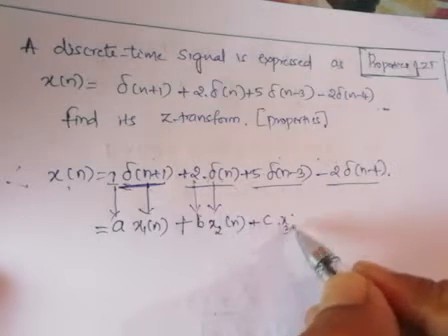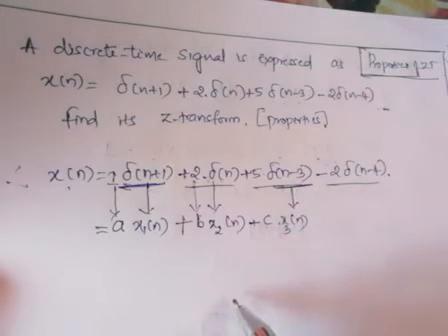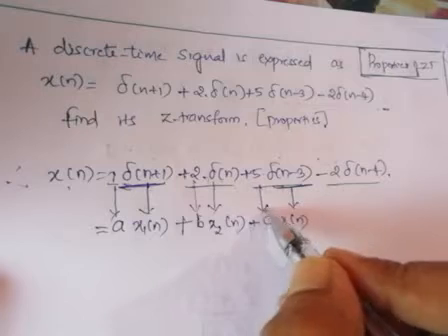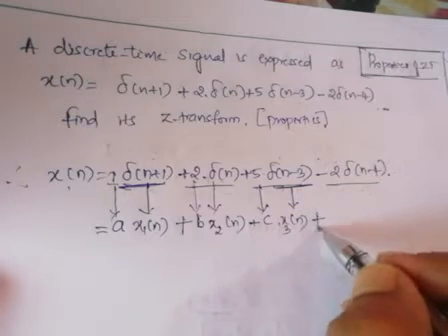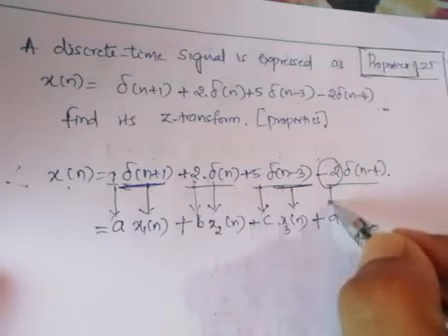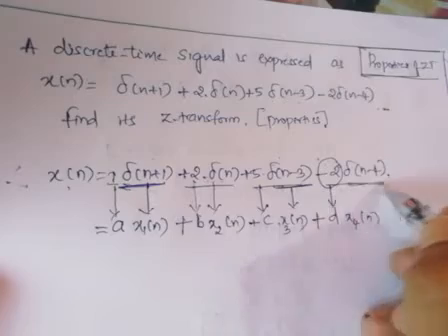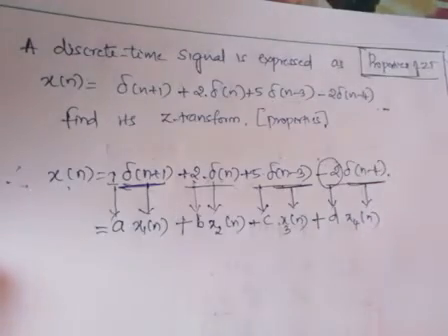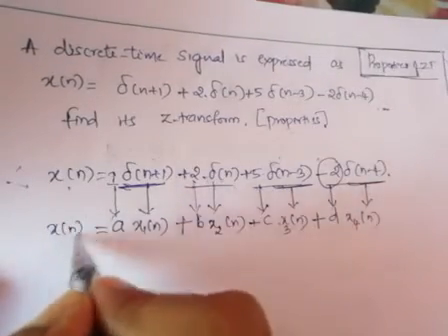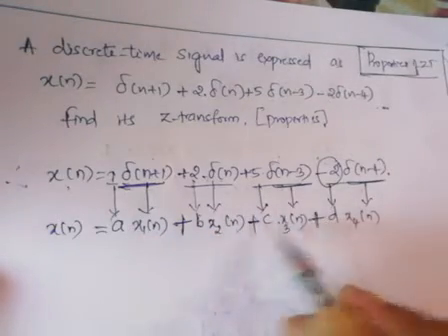Next, plus c into x3 of n. x3 of n indicates delta of n minus 3, and c indicates 5. Next, plus d, where d means minus 2, multiplied by x4 of n. x4 of n indicates delta of n minus 4. Hence x of n is expressed as a linear combination of four signals.